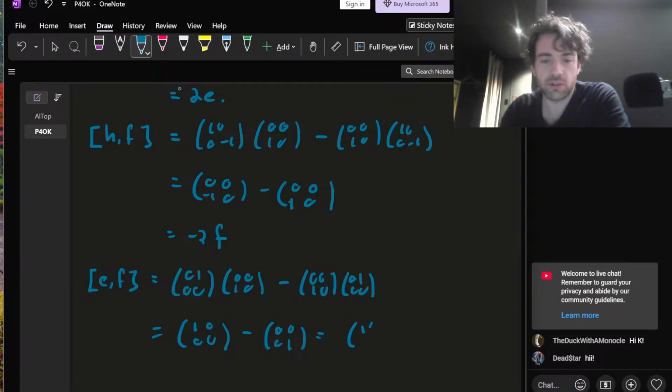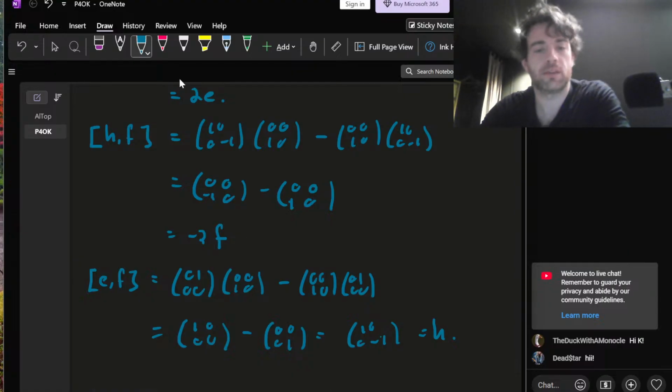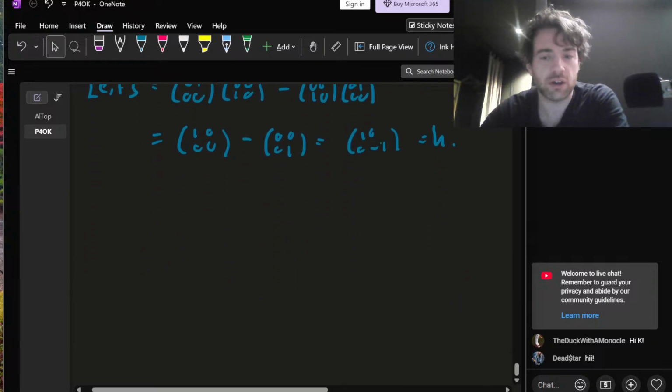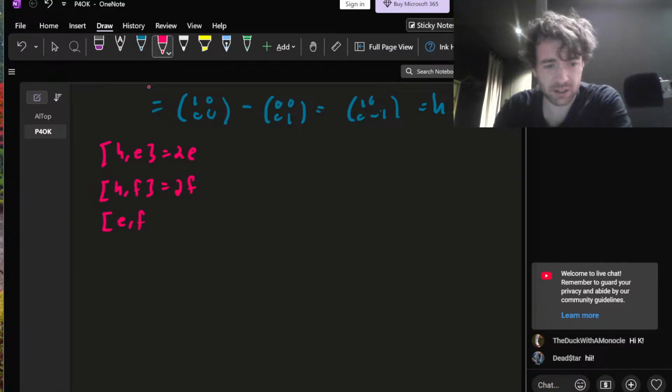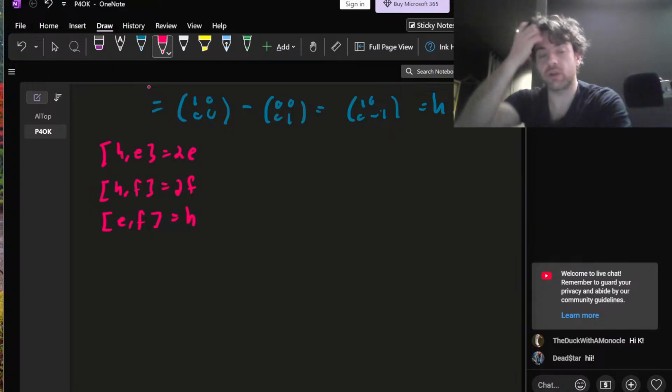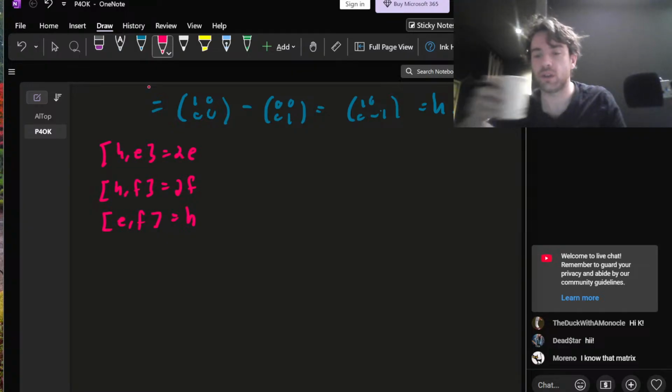In other words, we get H. Okay. So we have our Lie brackets. HE is 2E. HF is minus 2F. And EF is H. So now we can work out, let's maybe try and work out what that matrix is.